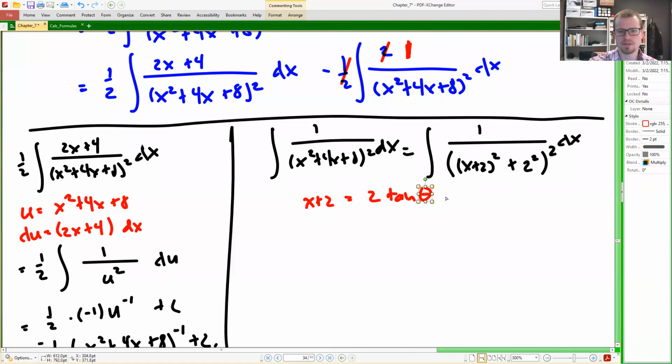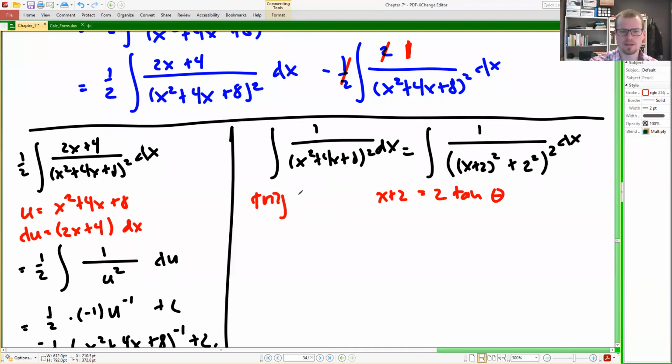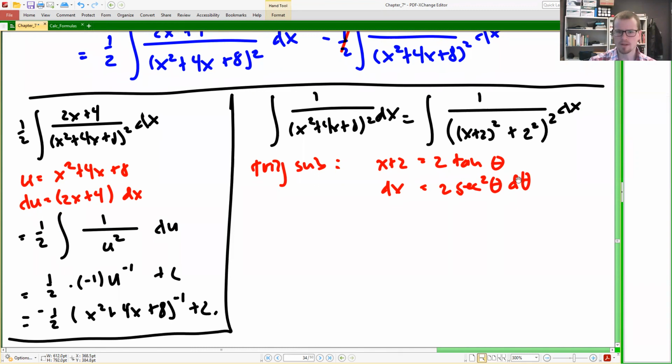Now let's see here. I want to give a little bit more room here, maybe, just to clarify. We're doing a trig substitution. x plus 2 is equal to that. When we differentiate here, we get just 1, of course. So this is dx is equal to, differentiate here, we get 2 secant squared theta d theta.